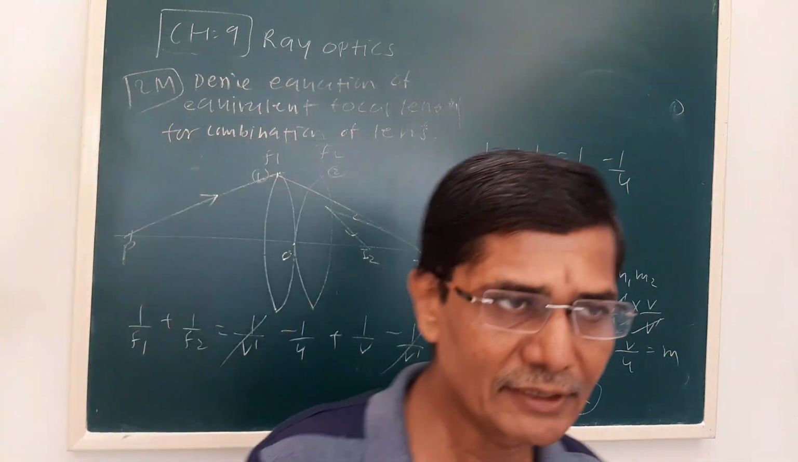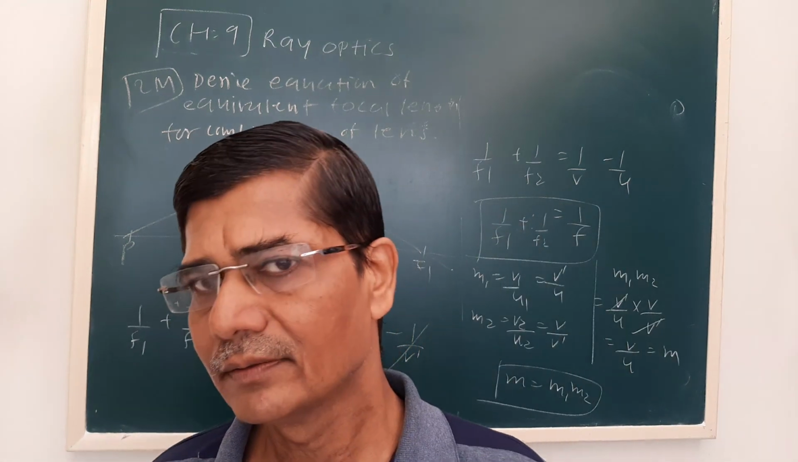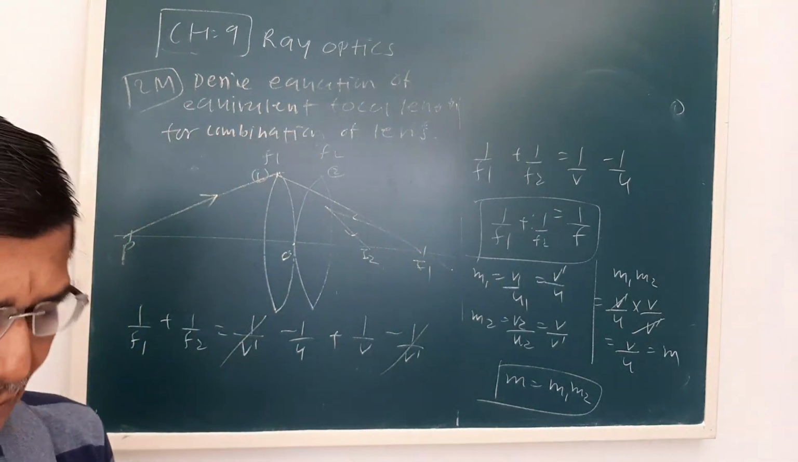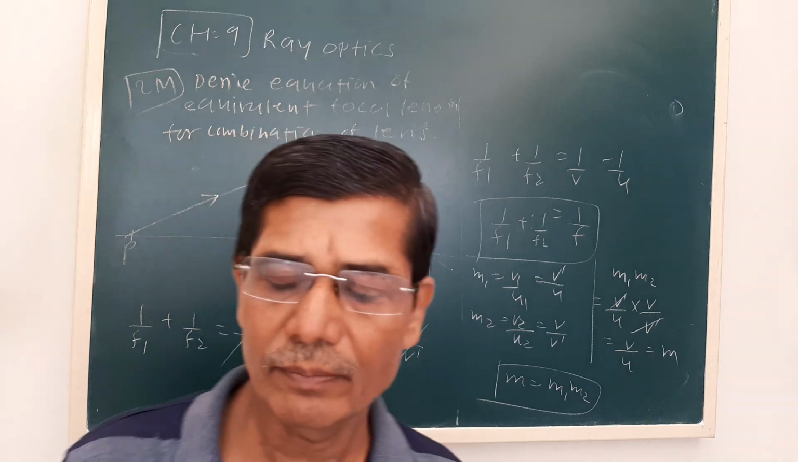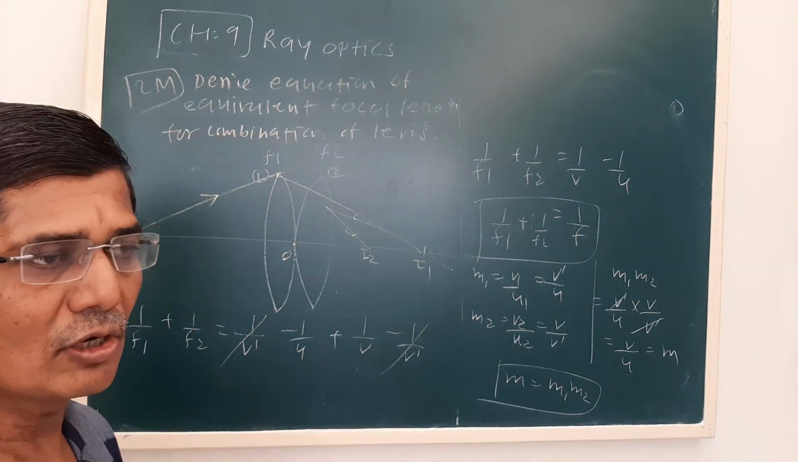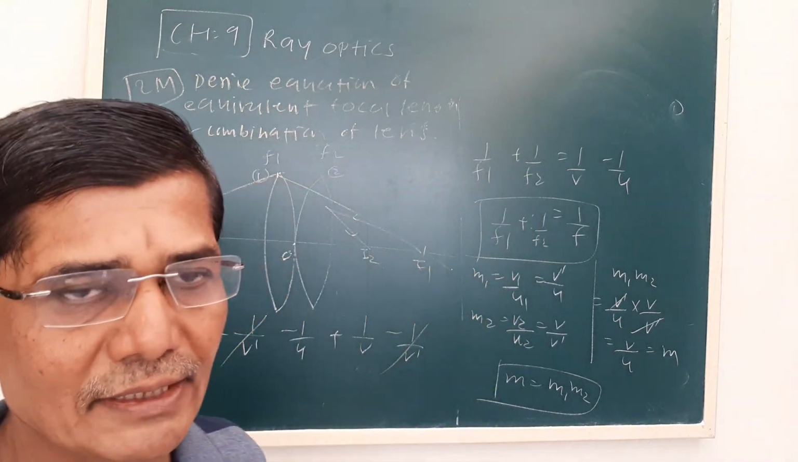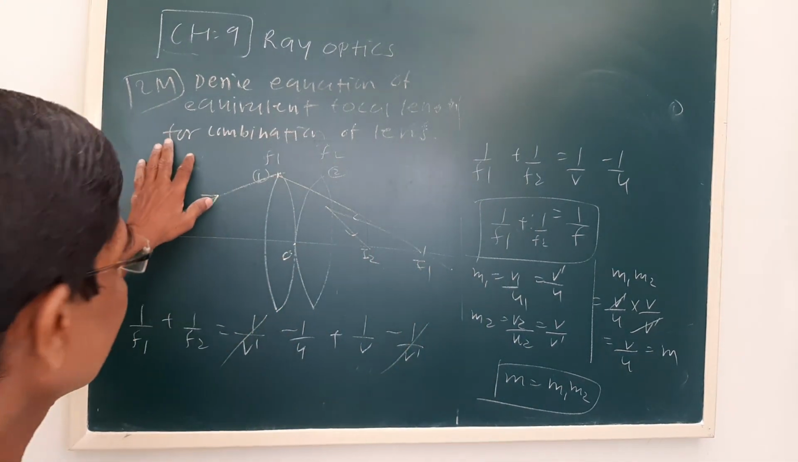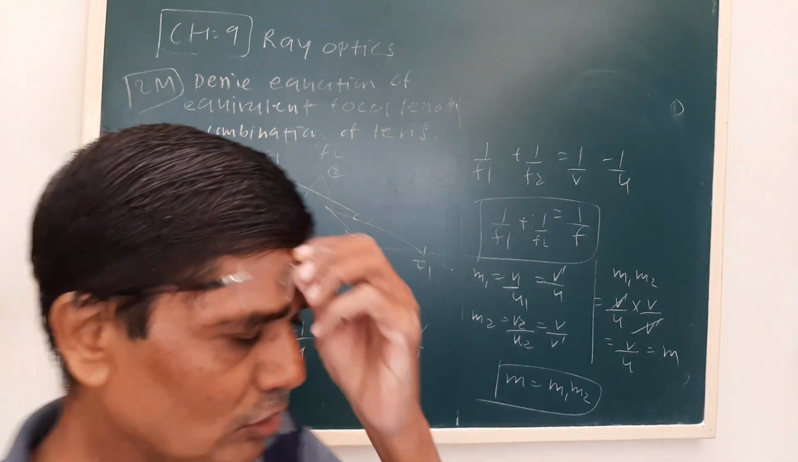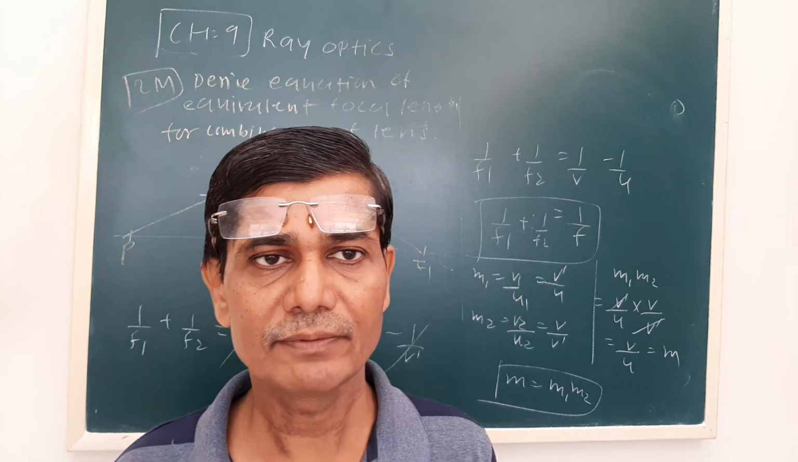See, today we have discussed refraction by a lens. Then we derived the lens maker formula and the equation for the thin lens. We saw how to draw ray diagrams, how the image is formed by a convex and concave lens, and finally we have derived the equation for the equivalent focal length for a combination of lenses. See, next time we will proceed further. Thank you.